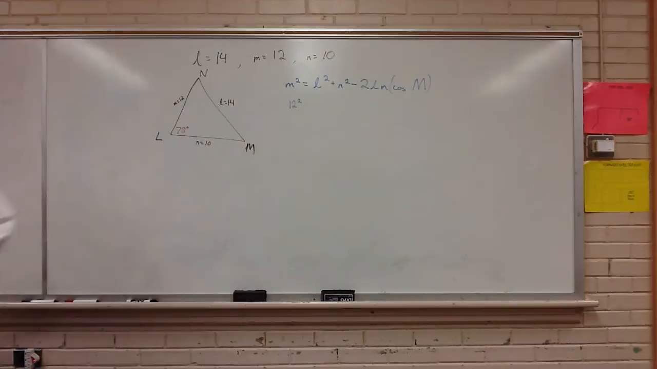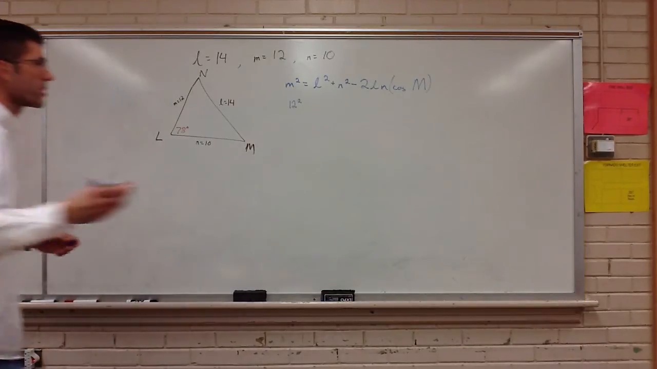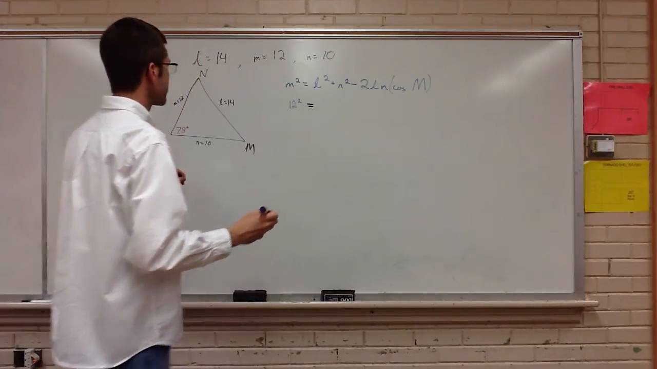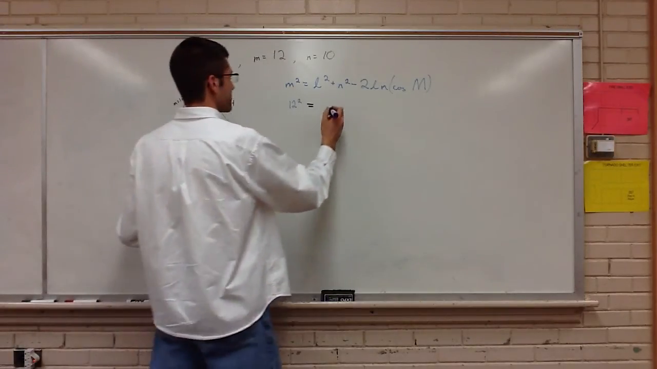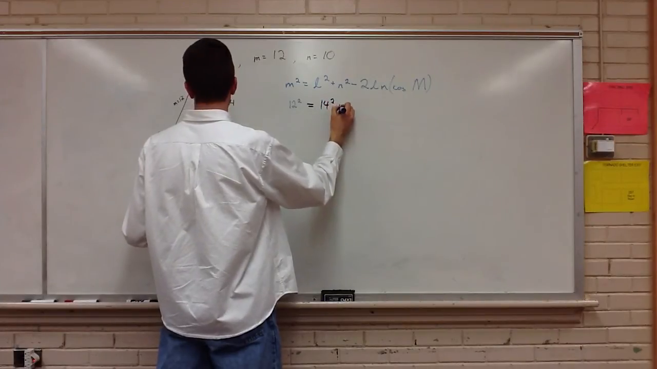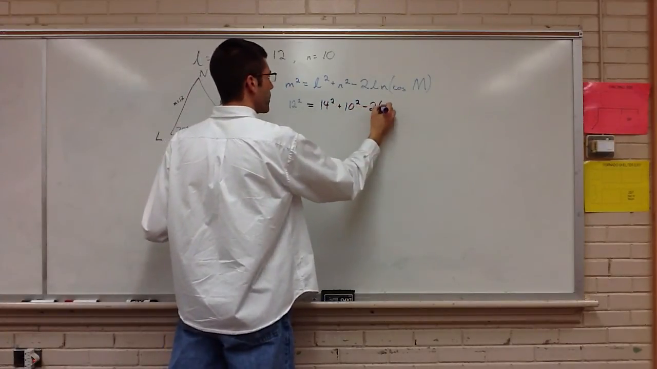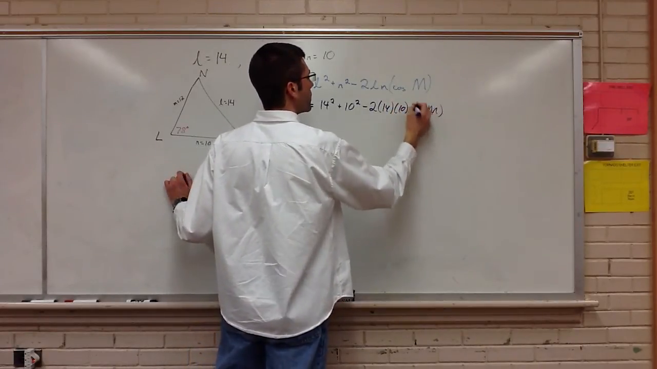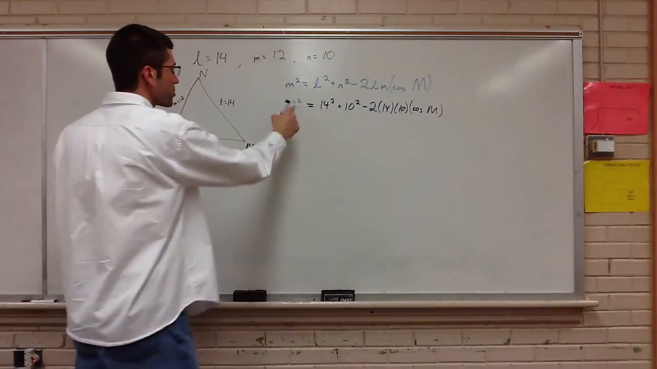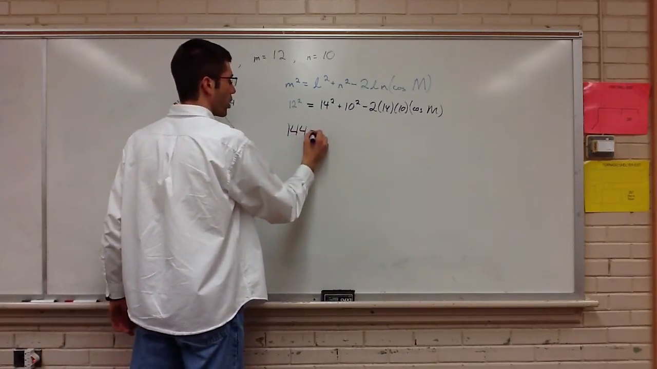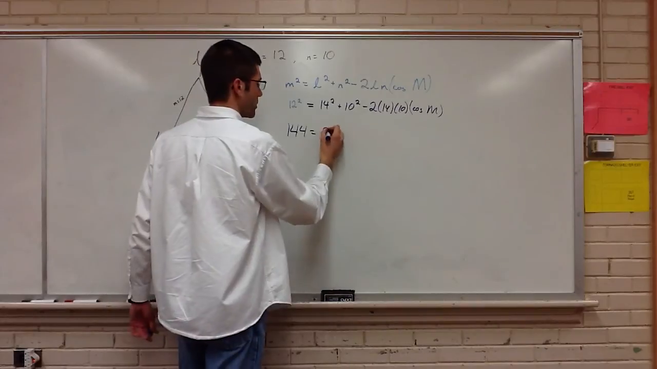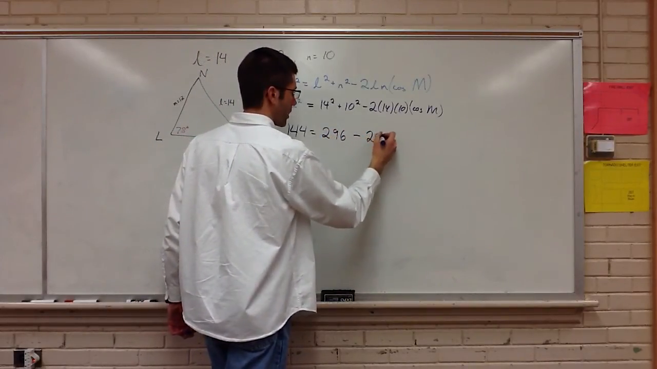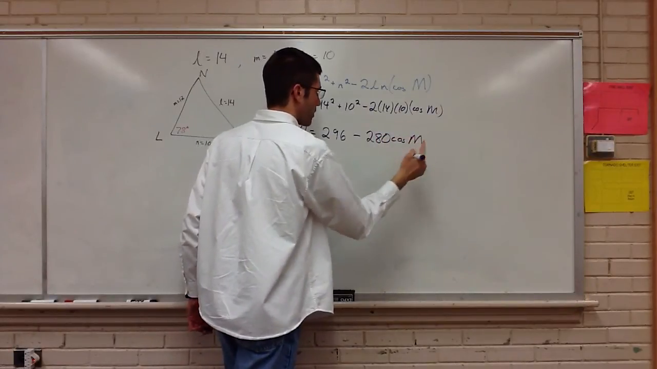I'm switching colors. My goodness. Purple. Don't let me down, purple. Come on, purple. There you go, baby. That was an awkward thing to say, wasn't it? 14 squared, 10 squared minus 2 times 14 times 10 cosine capital M. Let's start filling some things in. 12 squared is 144. 196 plus 100 is 296. Minus 280 cosine M. Again, keep in mind we're looking for M.